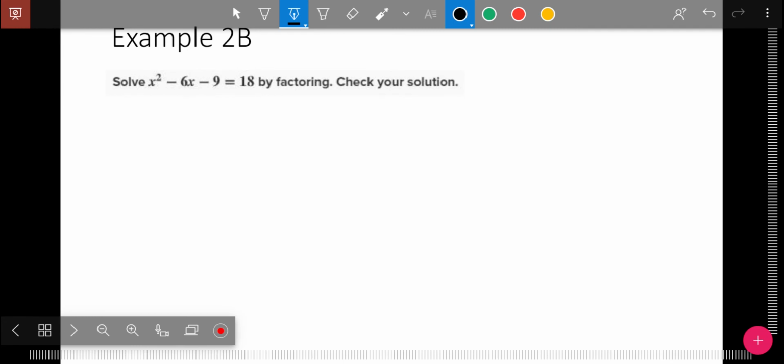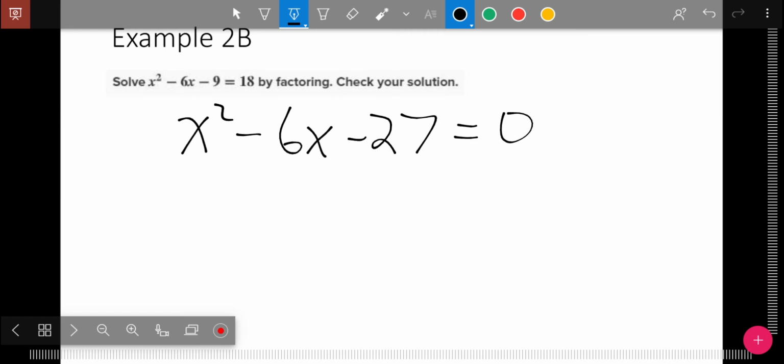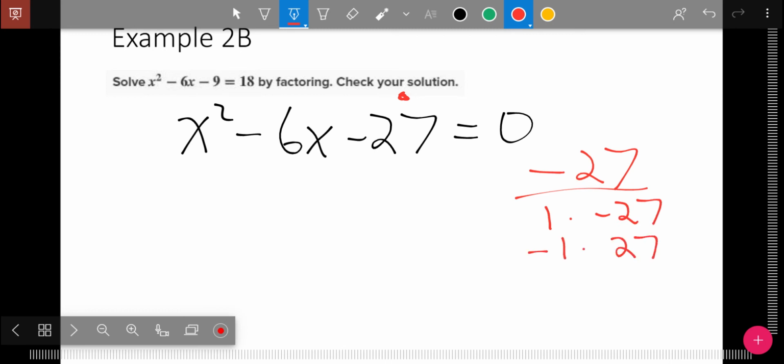First step is that you have to have it equal to 0. So I'm going to have to adjust this equation to x squared minus 6x minus 27 equals 0. And so now I'm asking myself, what numbers multiply to make negative 27? And there's lots of choices here. 1 times negative 27 or negative 1 times positive 27. Or 3 and 9. I can go negative 3 and positive 9 or positive 3 and negative 9.